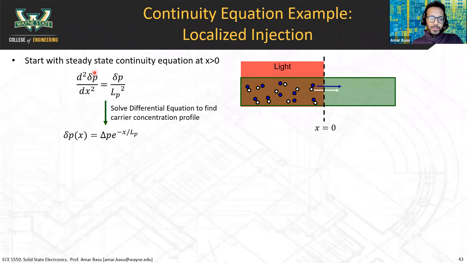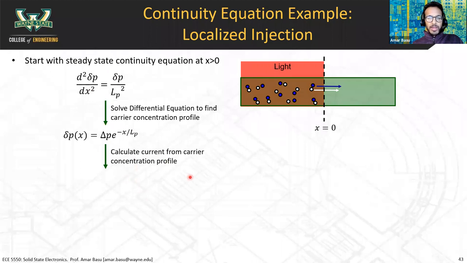In this particular case, the δp of x, which is what we're solving for, the carrier concentration with respect to position, is equal to Δp e to the negative x over Lp. This was a differential equation with respect to x, and the solution to the differential equation is p of x. Notice what happens here: e to the negative x divided by Lp. This is that diffusion length term. I'll tell you what that means in a second.